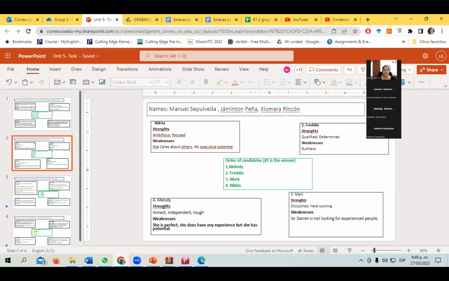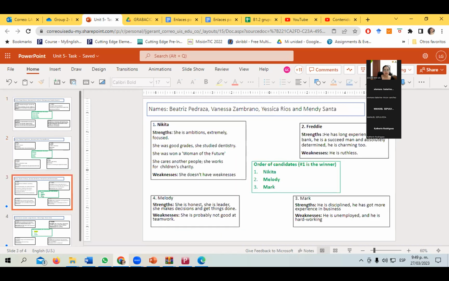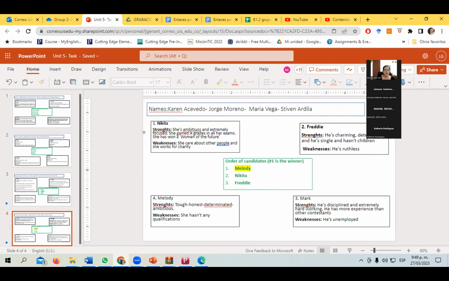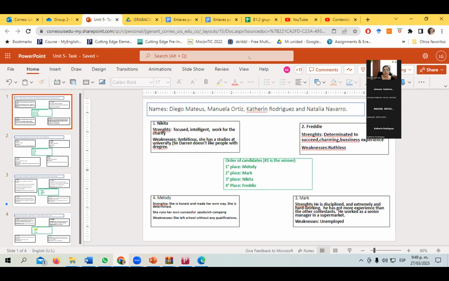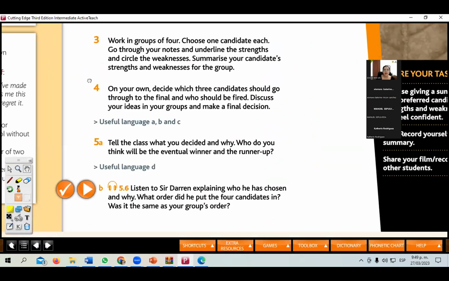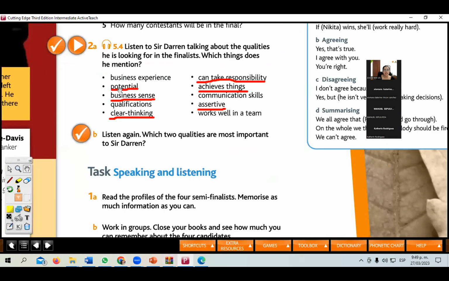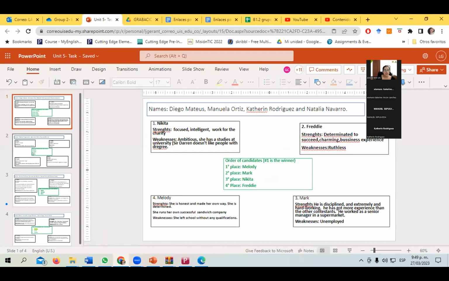All right. Yes, maybe this is true. For example, group number 2 also chose Melody. Group number 3 chose Nikita. And group 4 is also Melody. So I think this is your winner today, Melody, because she has a successful business. She has all the requirements for Mr. Darren, right? She has potential, business sense, she can take responsibility, achieve things, all of this, all right? So I think this is the clear winner.